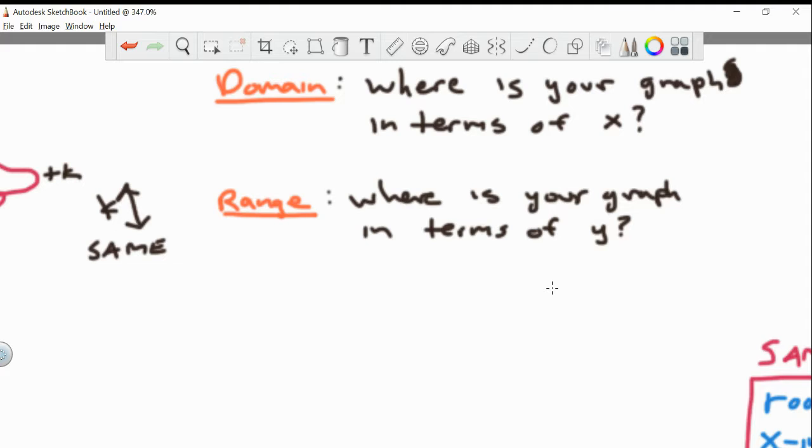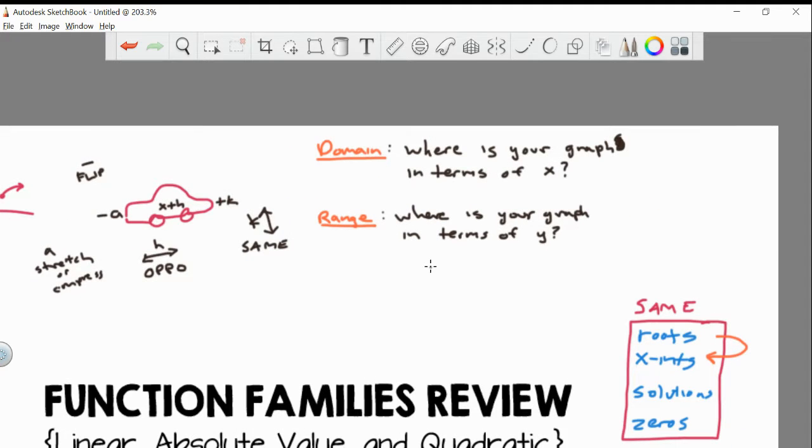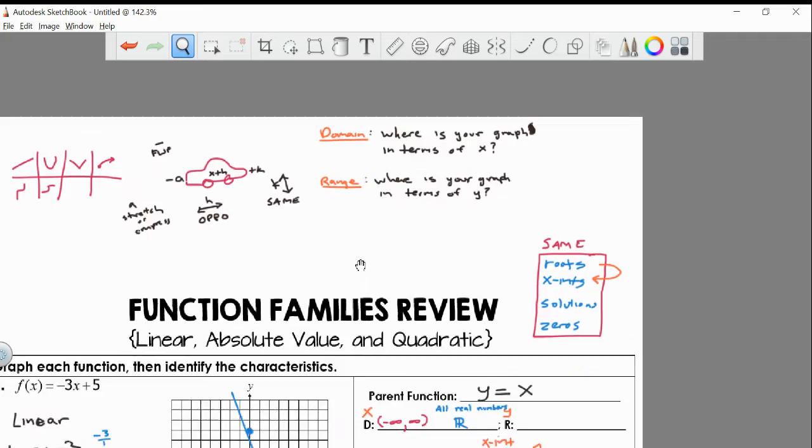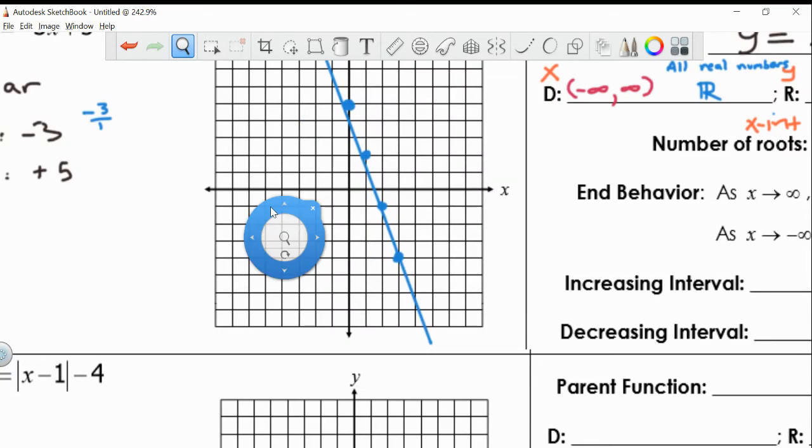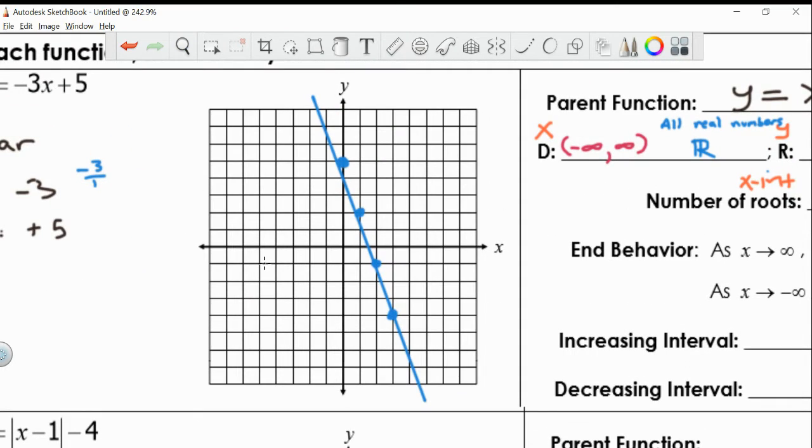We want to think about, is our graph in the middle? Is our graph at the top? Is our graph at the bottom? But importantly, we're not thinking about left and right anymore. I got it backwards. We're only thinking about up and down.